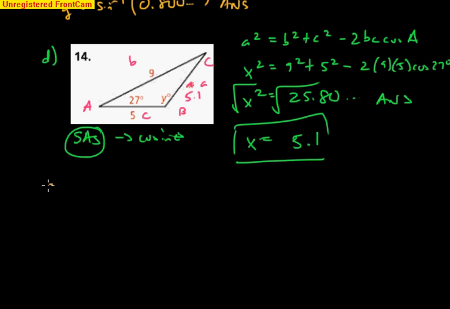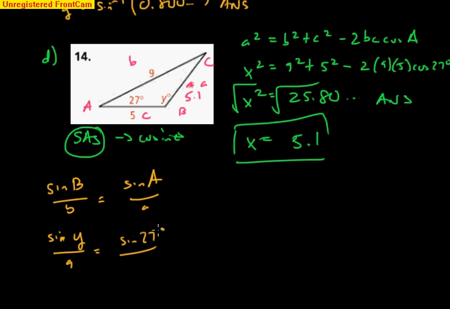So y is b, so I need to use the b's. So sine of b over b equals. Now, do I know the a's? Angle A is 27 degrees. Side A is 5.1. Yes, I do know the a's, so I'm going to use the a's. So sine of b, so b is y, we don't know. Lowercase b is the 9. Sine of A, sine of 27 degrees, all over side A, which is just what we found, 5.1. I'm going to move it over here.